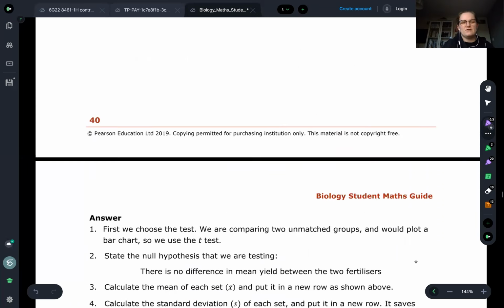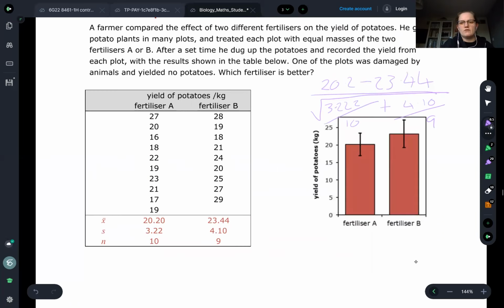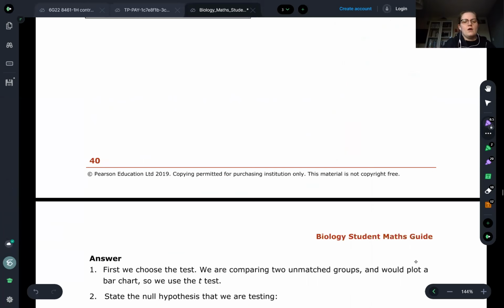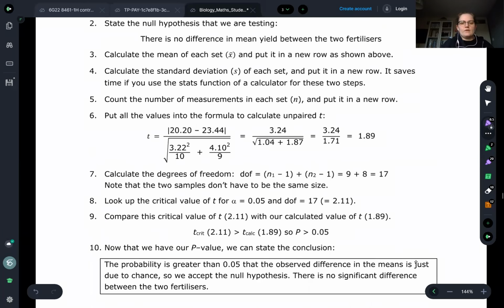So I think I might have forgotten to square. I squared that one, I forgot to square that one. So this is what we would end up with. We'd end up with this value, 1.89. So our t-test gives us a value of 1.89.